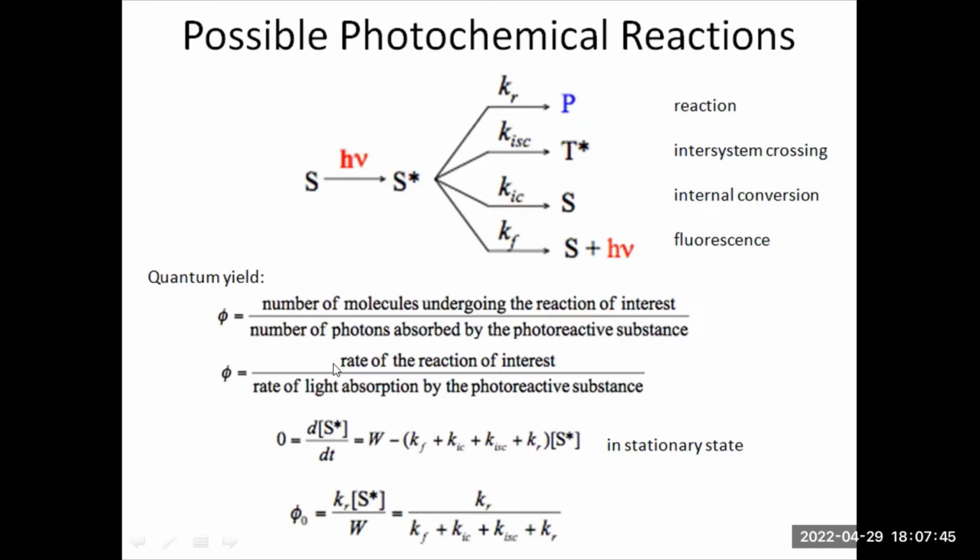The number of photons absorbed by the substance, we call that W. Okay, or actually that is the rate. So this is in terms of numbers of photons. And we can also have it in terms of number of photons per unit time, which is the rate. So for example, phi can also be defined as the rate of the reaction of interest over the rate of light absorption by the photoreactive substance. And that rate of light absorption is defined by W here.